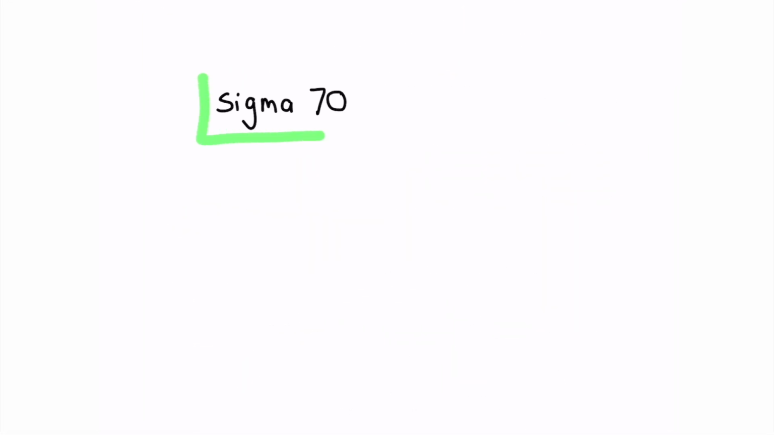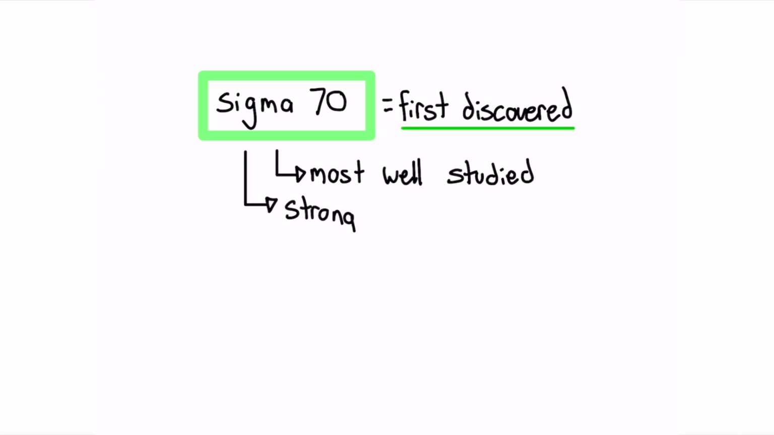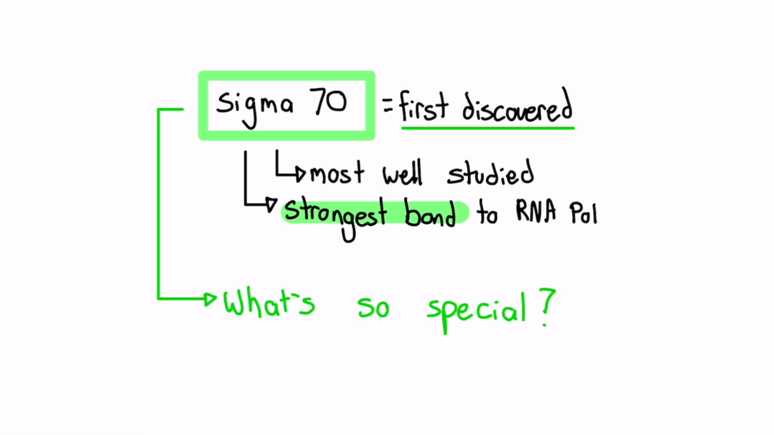Having been the first of all sigma factors discovered, sigma 70 happens to remain the most well-studied factor, as well as holds the title of being the factor with the strongest interactions between itself and RNA polymerase. In fact, this interaction may actually be required for the sigma factor to bind to DNA. E. coli, what's so special about it?